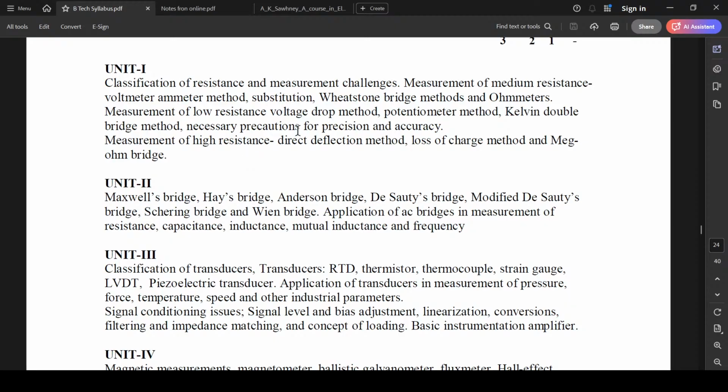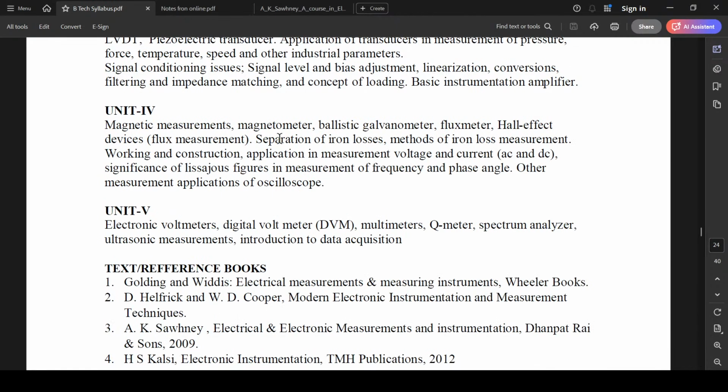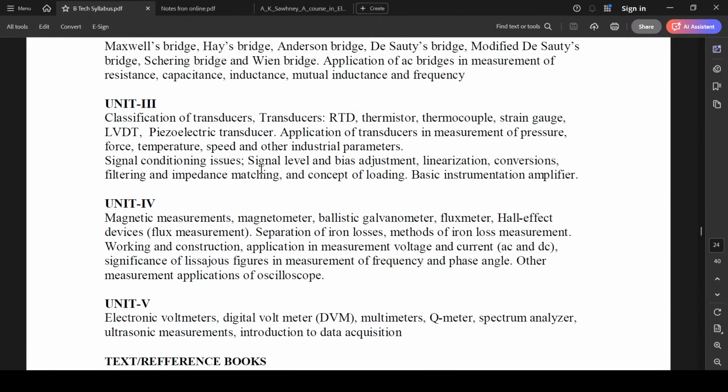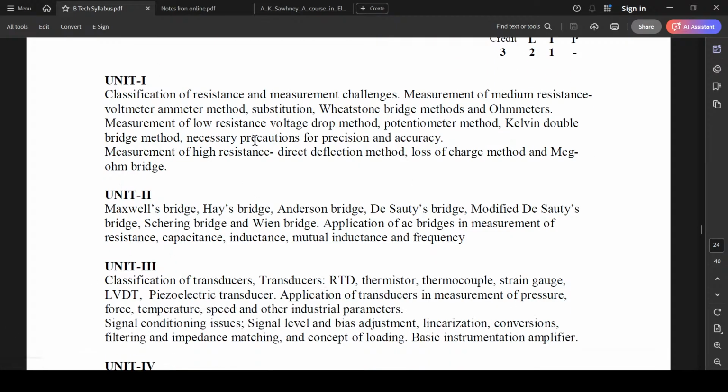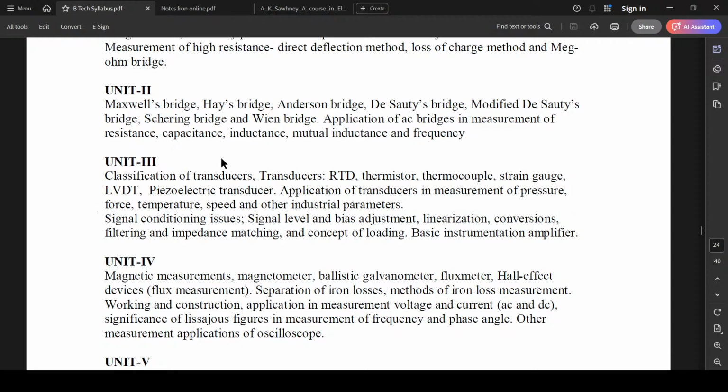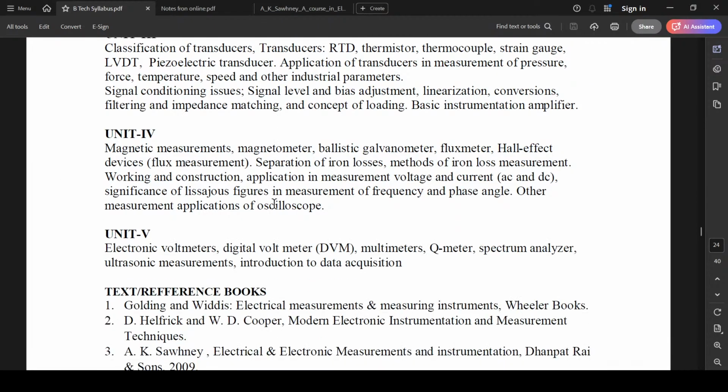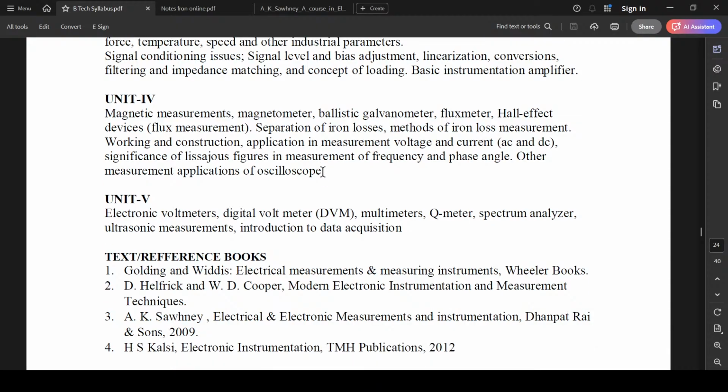There are 5 units, and these are the reference books. The first unit is measuring techniques of low resistance, high resistance, and medium resistance. Then we have the bridges or transducers, and the different machines and devices.